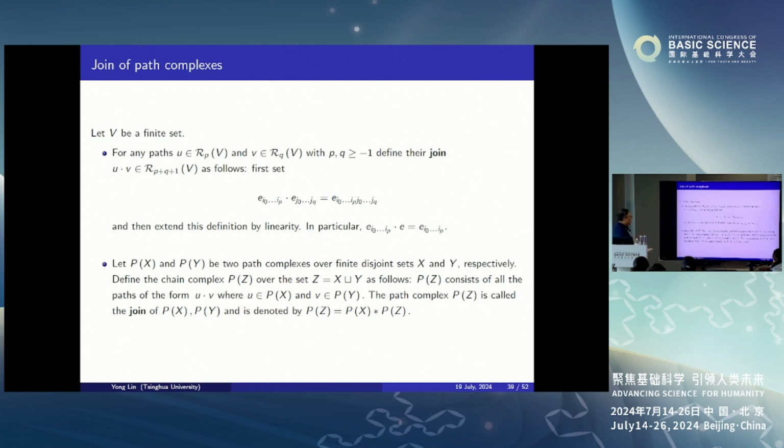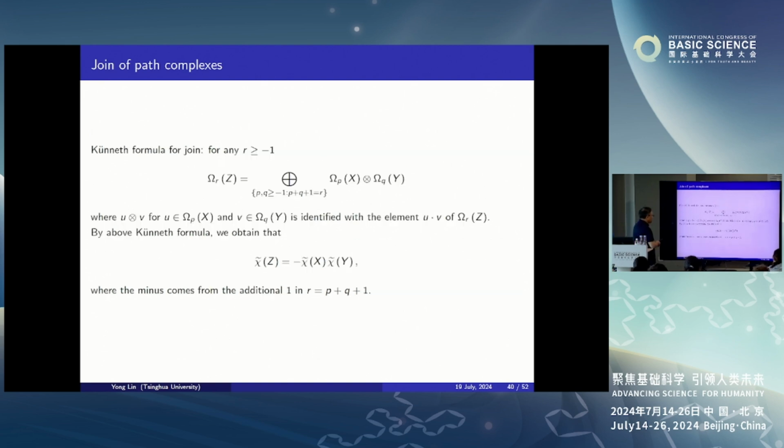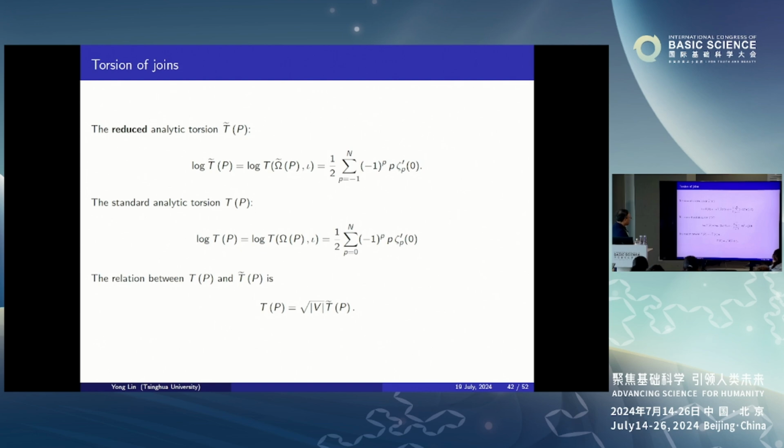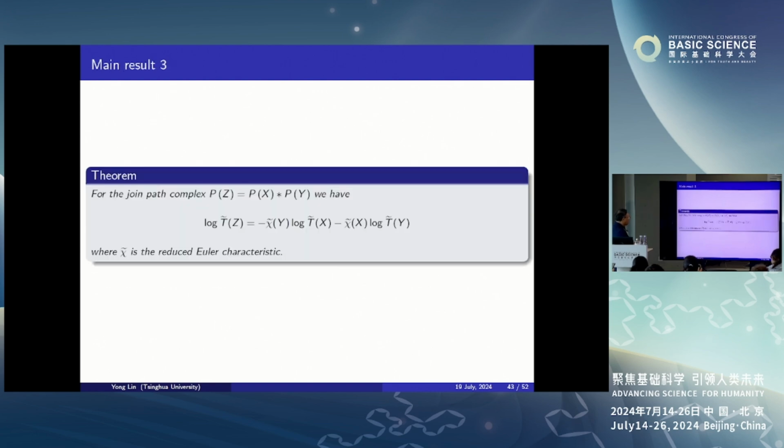Of course, for the join you can also define the path complex. And we also have this Künneth formula for the join. Given this Künneth formula, similarly we can prove the torsion formula for the join. Also we need this product formula for the Laplacians for the join. So this is the formula for the join of these two path complexes.